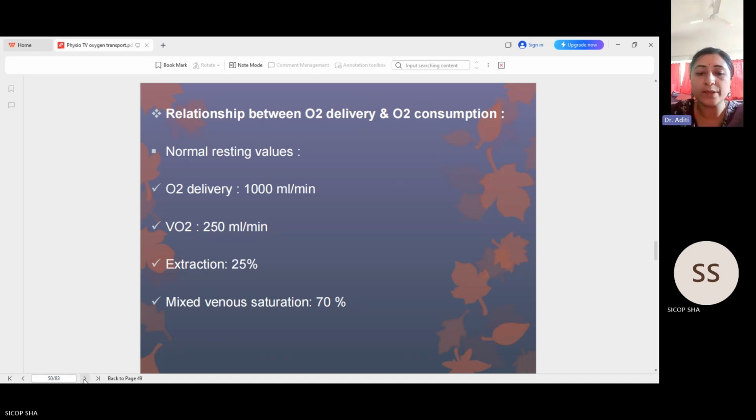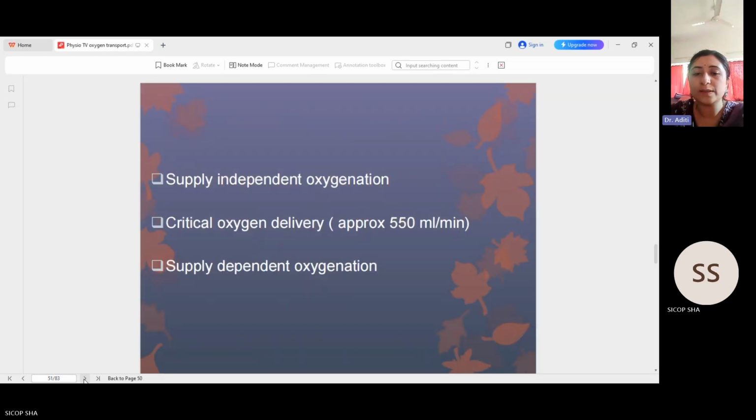Now let's talk about the relationship between oxygen delivery and oxygen consumption. The normal resting values: oxygen delivery is around 1000 ml per minute and consumption is around 250 ml per minute. The extraction capacity of tissues is around 25% and mixed venous saturation is around 70%. Next concept is supply independent oxygenation.